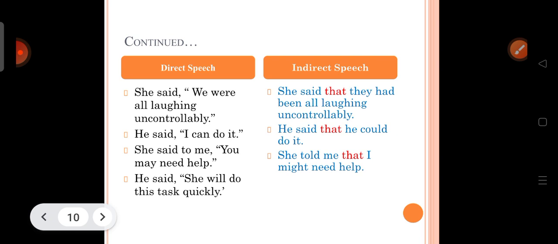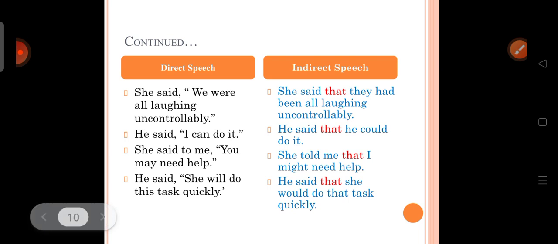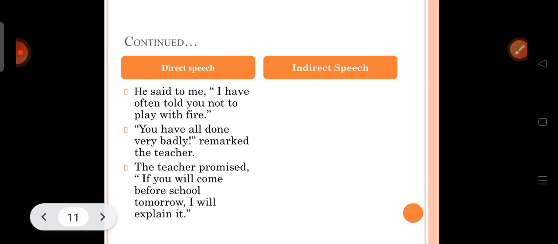He said, "She will do this task quickly." Look at the answer: he said that she would do the task quickly. Okay, look at some more examples. I hope you understand. He said to me. I told you, when there is "said to," you have to use "told."